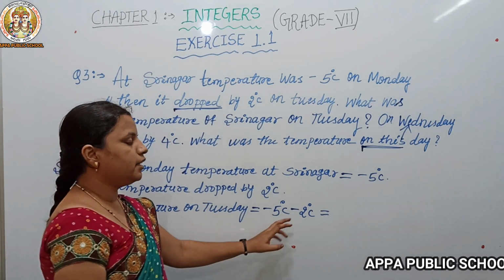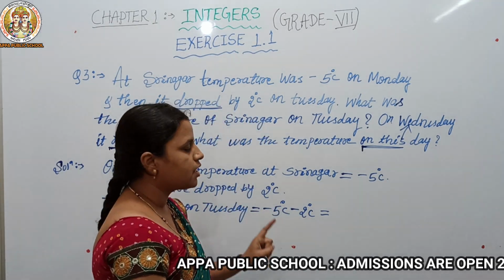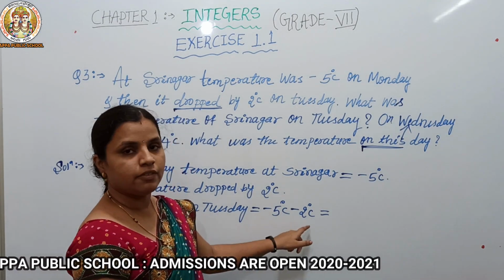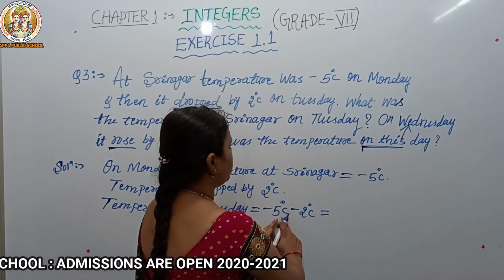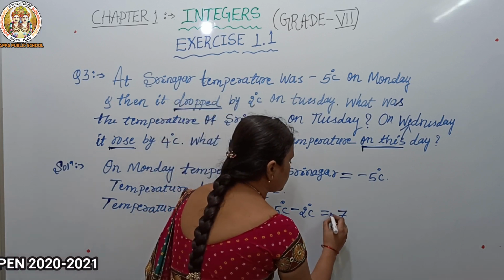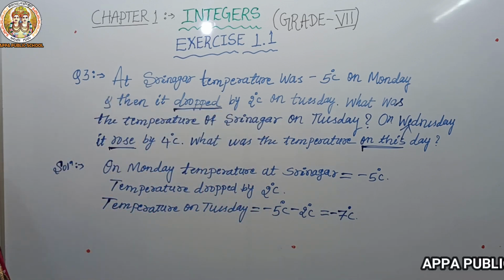Now both the integers are negative. We should add those two integers and write the sign of the respective number. Both the numbers have the negative sign, so 5 plus 2 is 7. And both are with the minus, so it is minus 7 degrees Celsius.